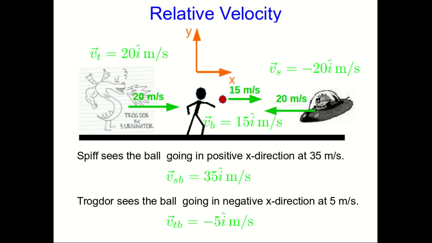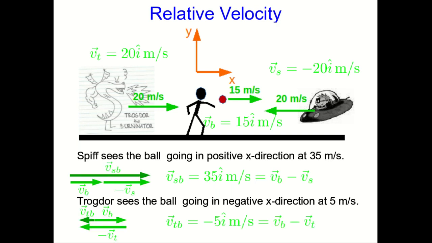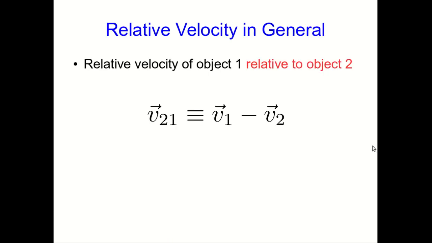Now, look at how you can calculate these. Play around with the vectors, and you should be able to convince yourself that V_SB is just the velocity of the ball minus Spiff's velocity, and that V_TB, the velocity of the ball relative to Trogdor, is the velocity of the ball minus the velocity of Trogdor. This then is going to be our definition of how we calculate a relative velocity. A relative velocity of some object 1 relative to an object 2 is just the velocity of 1 minus the velocity of 2. And you can think of that as the velocity of object 1 as seen by object 2.